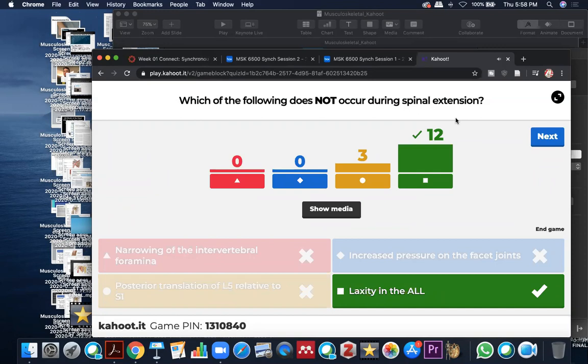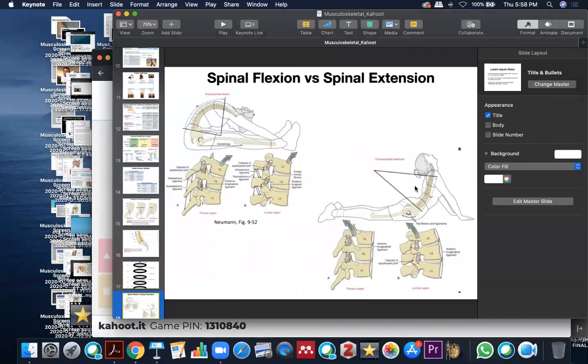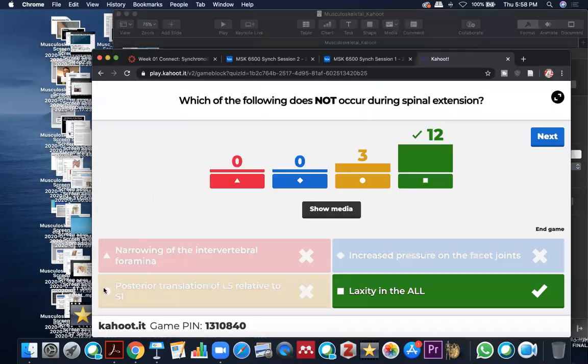Let's see. Yeah, so it's not laxity in the end. So remember back to some of that anatomy, anterior longitudinal ligament. So on this one, here's extension right here. So was this one extension? Or, yeah, this is extension.